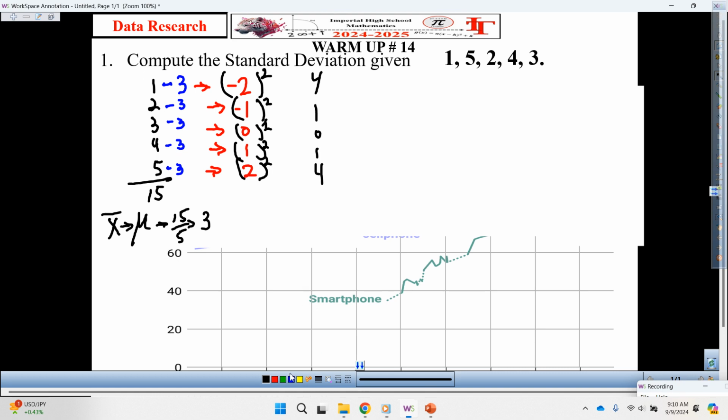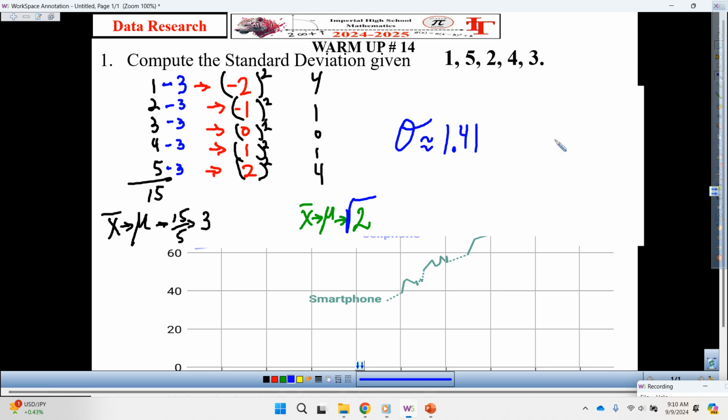All right, next we need to find the X bar one more time, or the mean. So 4 plus 1 plus 0 plus 1 plus 4, that's 10. Divided by 5, that is 2. Then at the end, we need the standard deviation, approximately. So you take the square root of 2, and that gives us 1.41. Hands up if you got something like that.